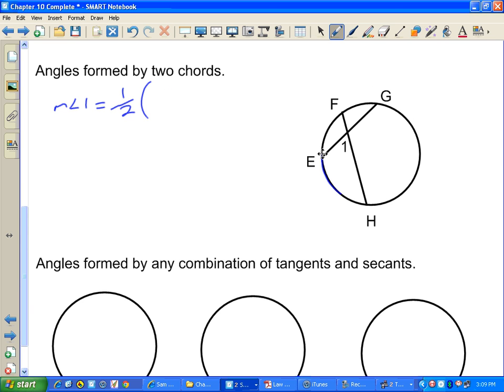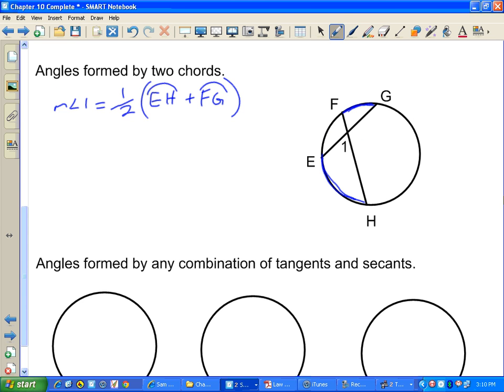So angle 1 is formed by these two chords, and those two chords, if I look on the one side, also intercept these two arcs. So if I add those two arcs together, EH plus FG, okay, and take half of that, that'll be the measure of angle 1.